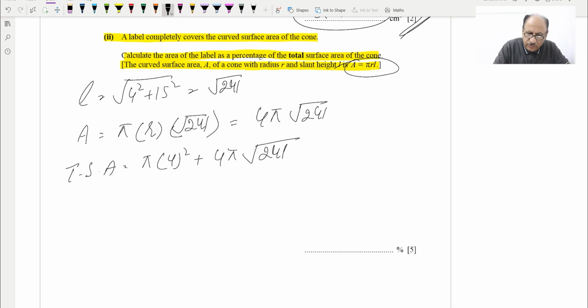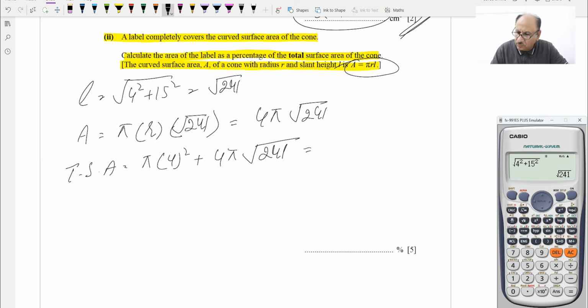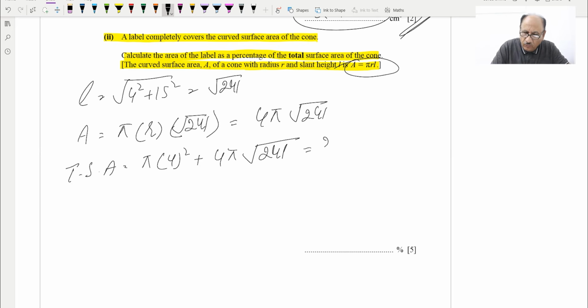This will be equal to, we can calculate, 4 square will be 16, so 16 pi plus 4 pi into square root of 241, and this is giving us 245.35. This is total surface area, and now we can calculate the percentage.